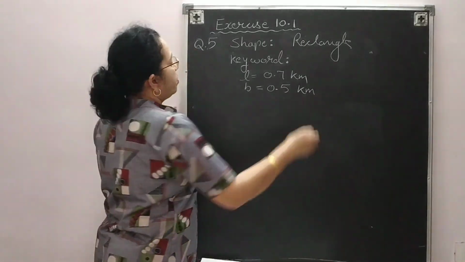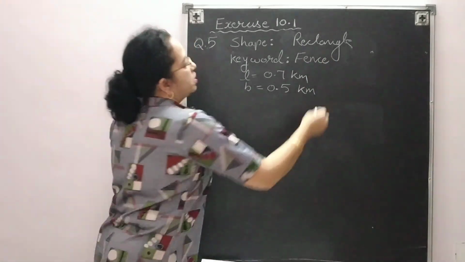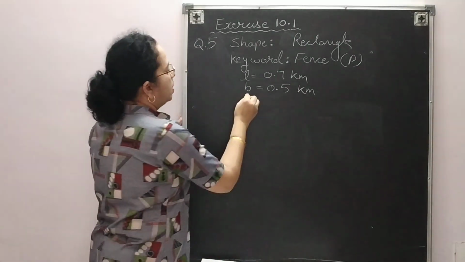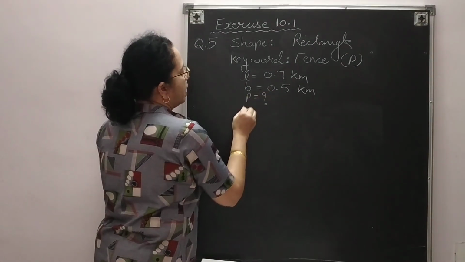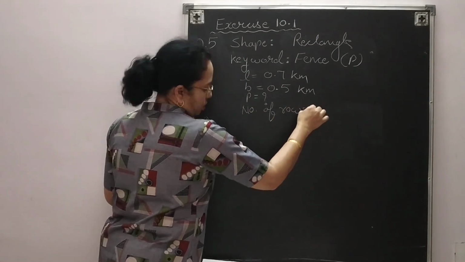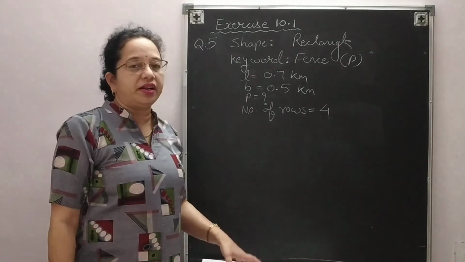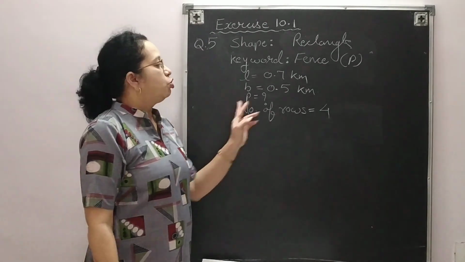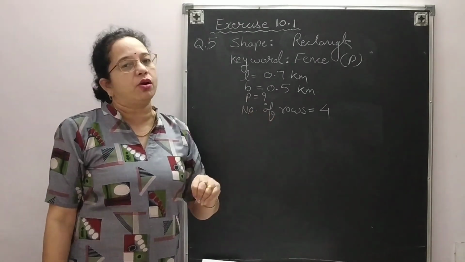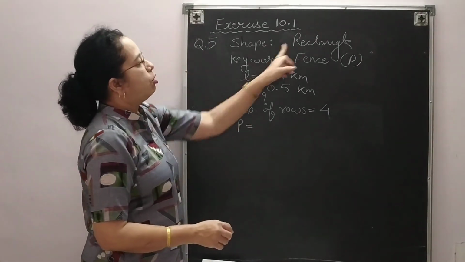Each side is to be fenced. So which word is given here? Fence. What is the meaning of fencing? Meaning of fencing is again perimeter. You need to find out the perimeter. So perimeter is equal to question mark. Very important thing is given, number of rows. So number of rows are given 4. What is the length of the wire needed? It means we need to find the total length. So 1 round means perimeter and 4 rounds means we will multiply by 4 to find out the total length of wire. Okay. So start with the perimeter of a rectangle.